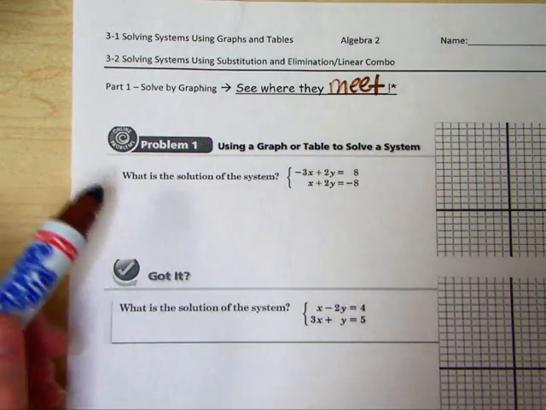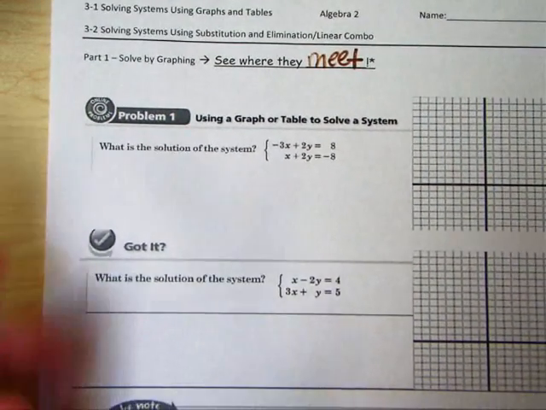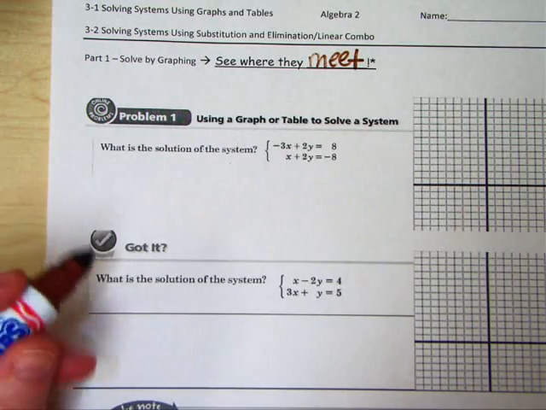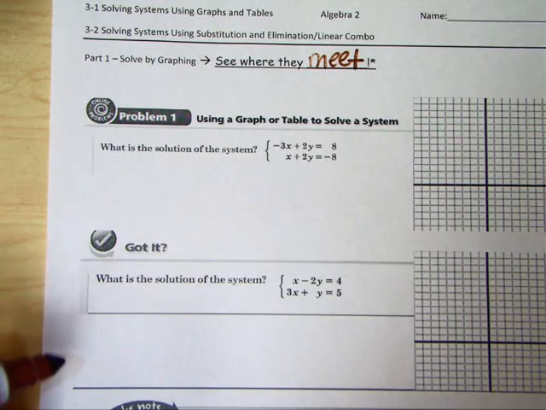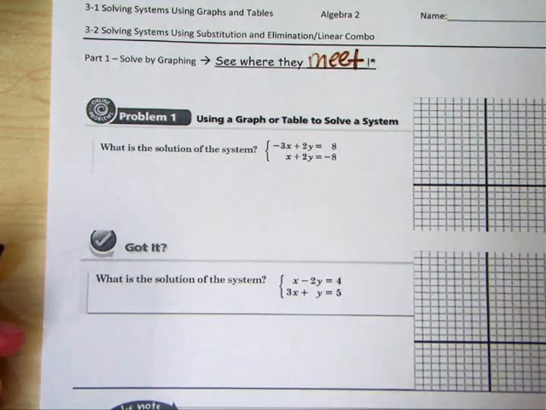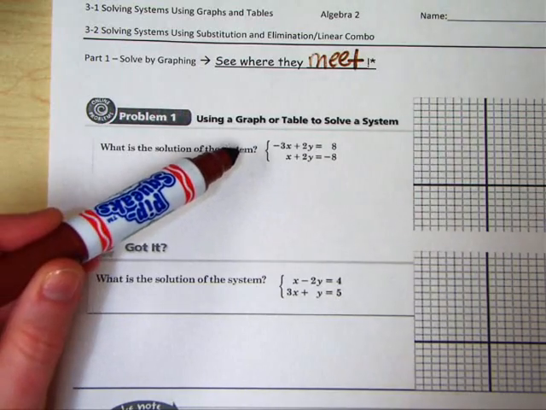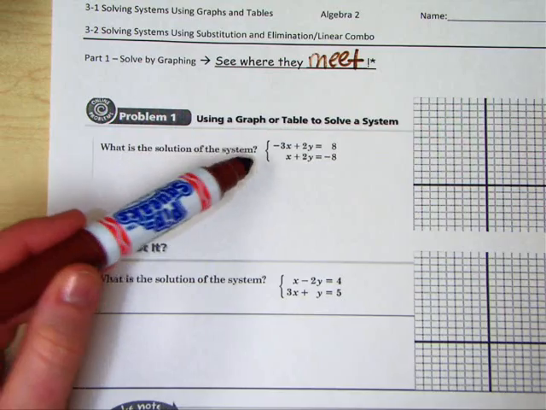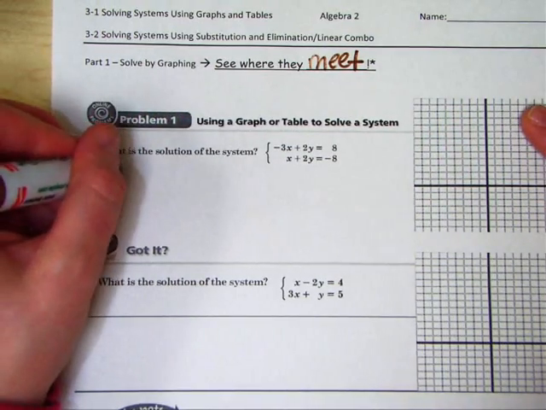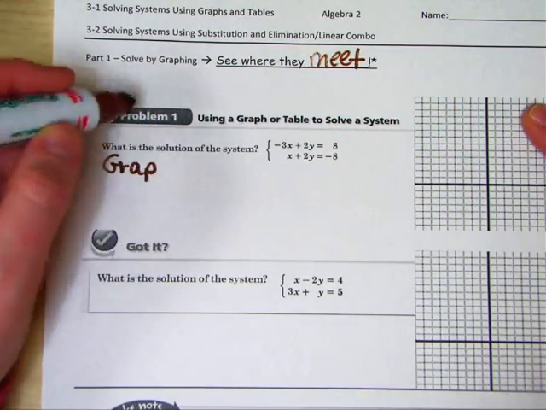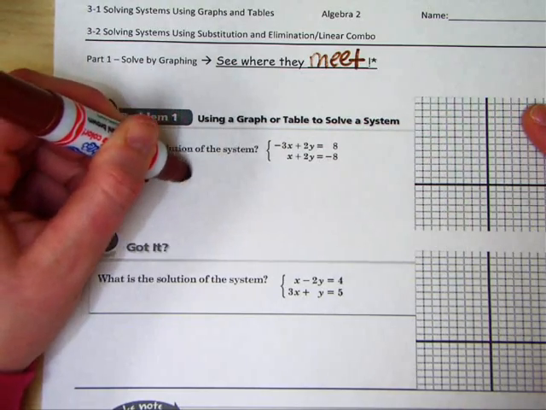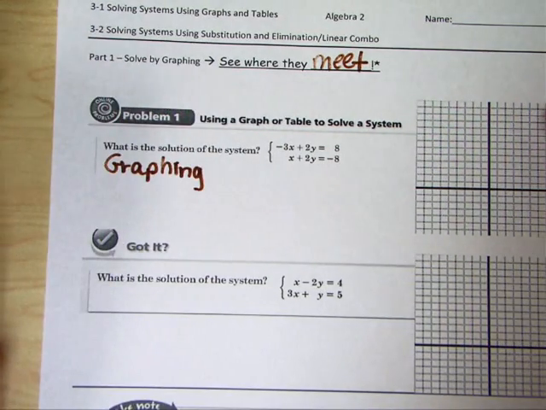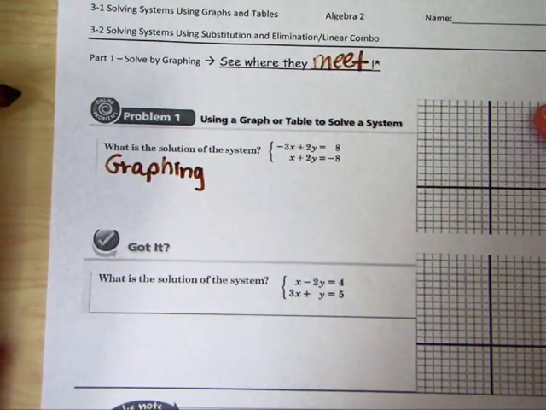In problem 1, we have two equations. Two equations is what we call a system of linear equations. I will teach you how to solve by graphing in part 1 and how to use a table in part 2. In order to solve by graphing, you want to make each equation equal to y.